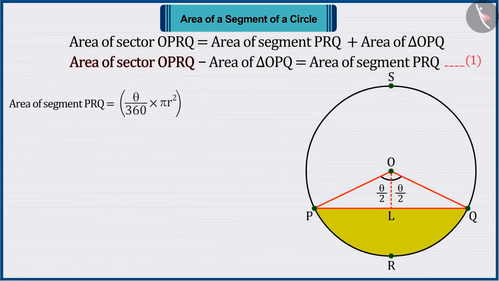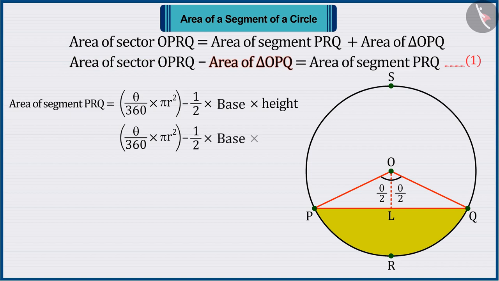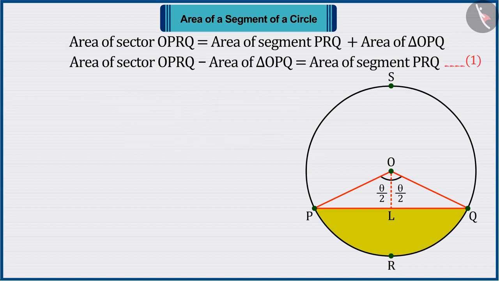In equation 1, the formula of area of sector is theta upon 360 multiplied by pi r squared. And the area of a triangle is 1 upon 2 multiplied by base multiplied by height, where the base is PQ and the height is OL.